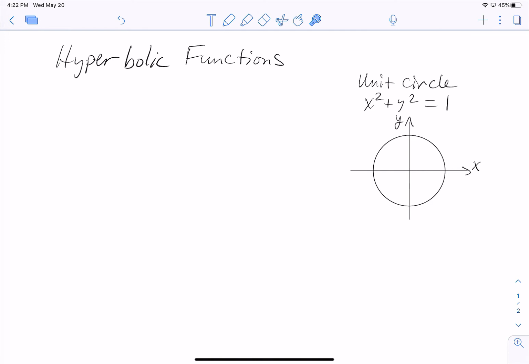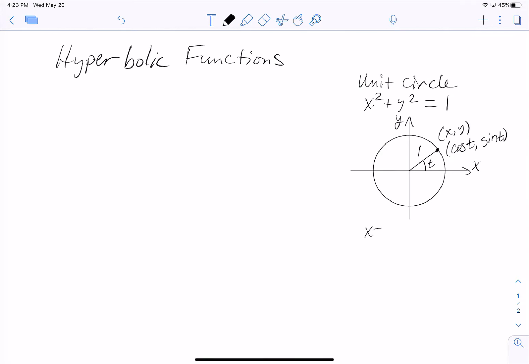Hyperbolic functions have a relationship with a unit hyperbola that is similar to the relationship that trigonometric functions have with the unit circle. The unit circle, you'll recall, has equation x squared plus y squared equals 1, and is of course a circle of radius 1. Associated with any point on the unit circle, we can give it coordinates x, y, but also if we identify an angle made with the positive x-axis, we call the angle t in this case here. The point has coordinates cosine of t, sine of t.